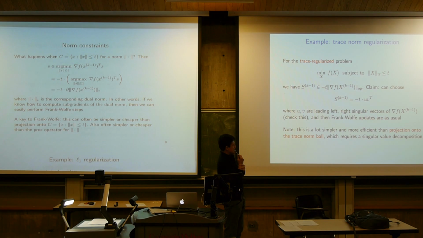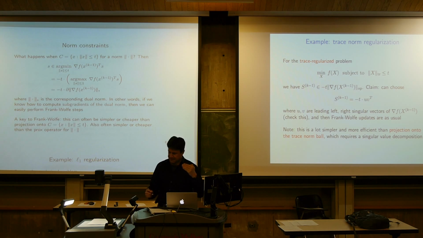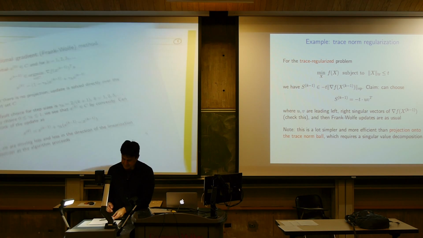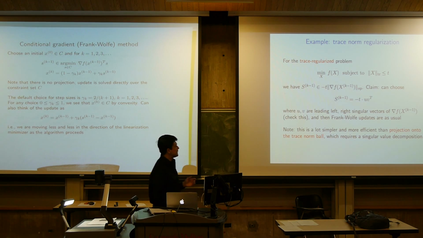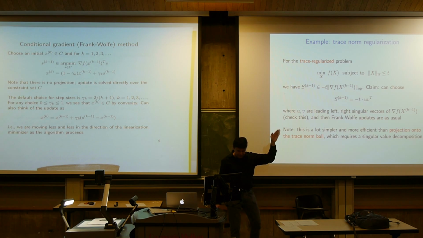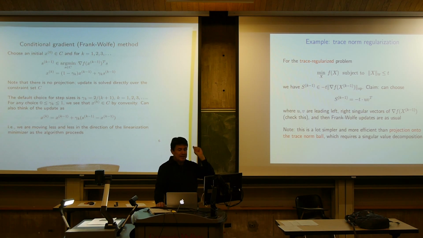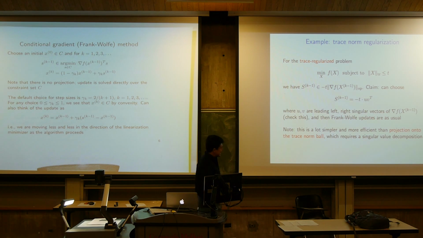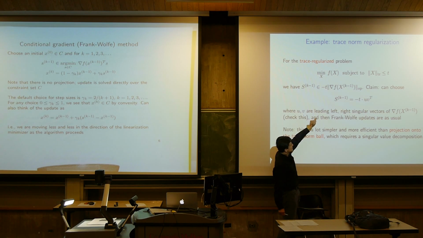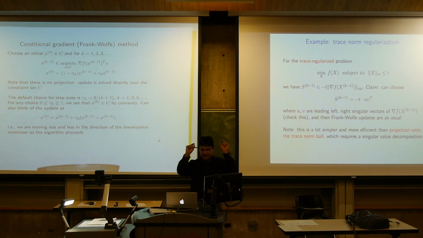Again, this is a case when the first step in the Frank-Wolfe method, right? The first step is easily doable, and it's a lot simpler than projecting onto that ball. Projecting onto that ball, in principle, is doable, but it would require a full singular value decomposition. Okay. Here, the key is that to find a subgradient, to find the minimizer, we just have to compute the leading singular vectors. Okay. So that's one more example.